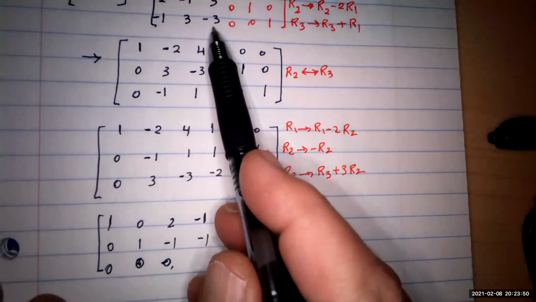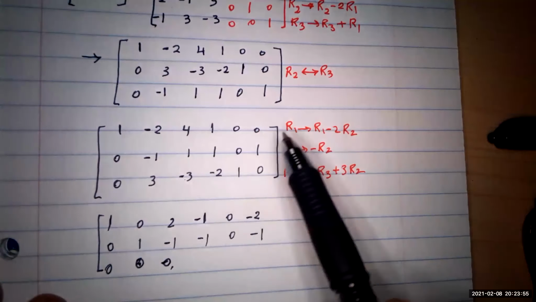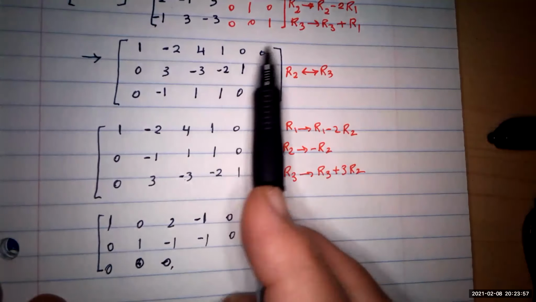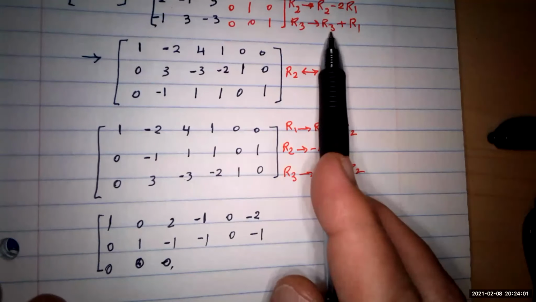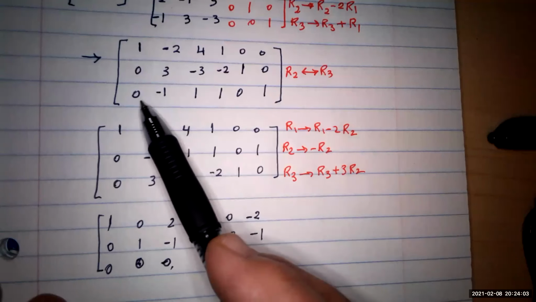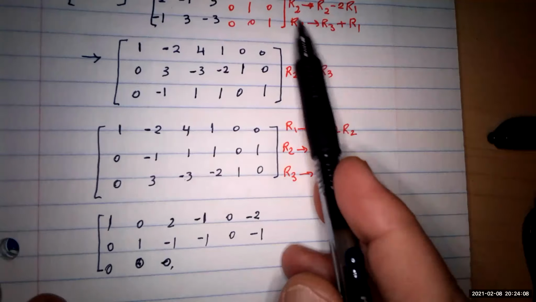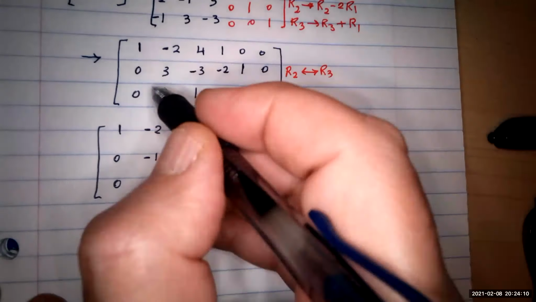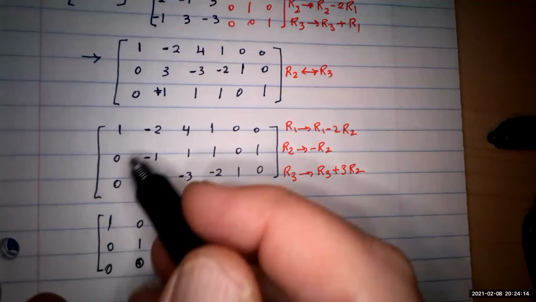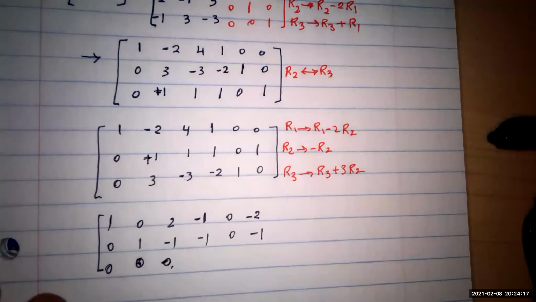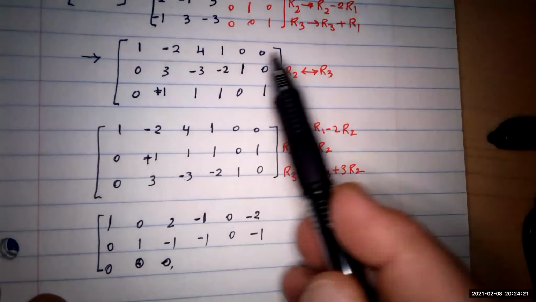So the negative 1, 3, negative 3. I did this one all right. And then I did the R3 and R1 to get this one. R3 and R1 is 0. Oh, that's a positive 1. You see, R3 plus R1 is going to be a positive 1. Okay, so this is a positive 1, and everything else is correct.